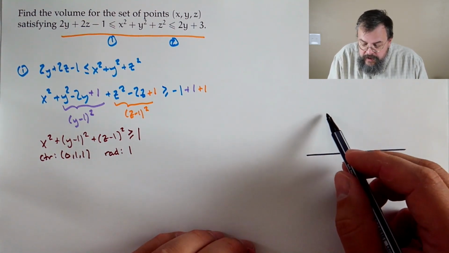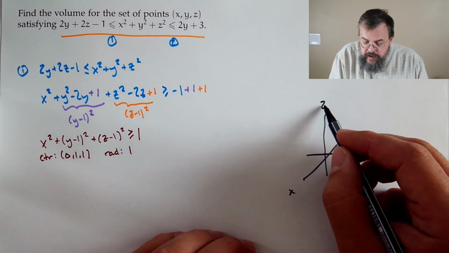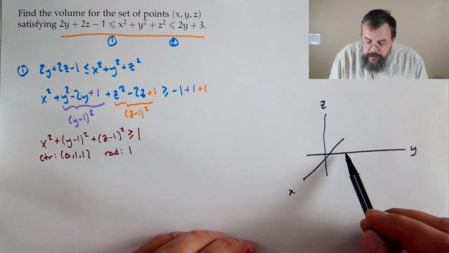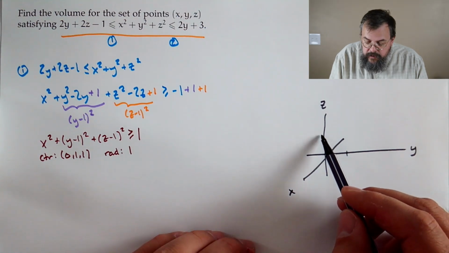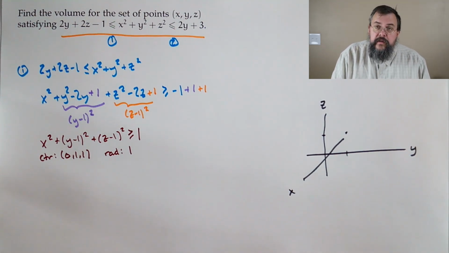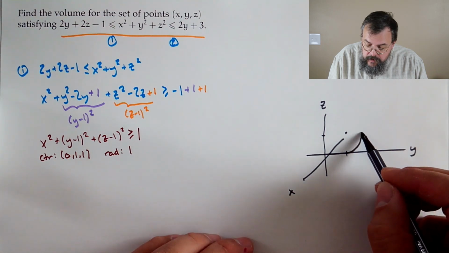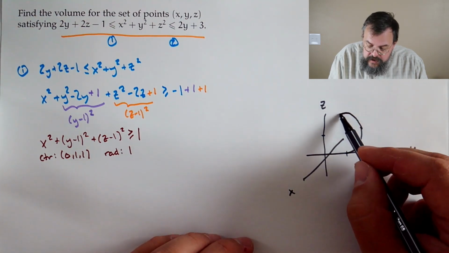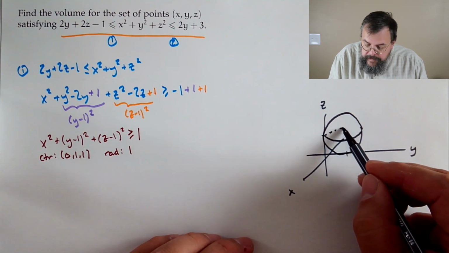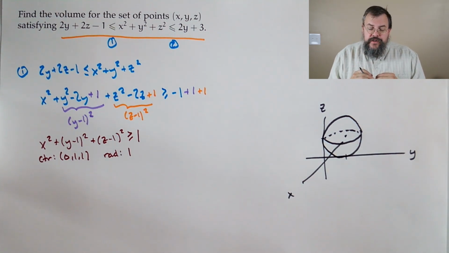Well, all right. So we have our x, our y, and our z. So 0, 1, 1 says we don't move any in the x direction. We move 1 in the y direction and 1 in the z direction. So there's our center. Our radius is 1. So it actually goes 1 in all directions. And so there we are. Now, that's the shell.